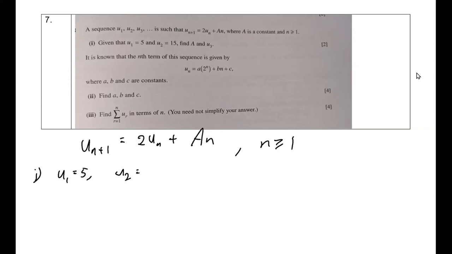Let's take a look at question 7. A sequence u1, u2, u3 is such that un plus 1 equals to 2 times of un plus a times n. A is a constant, n is more than equals to 1. Now for part 1, given that u1 equals 5, u2 equals to 15, find a and u3. How?